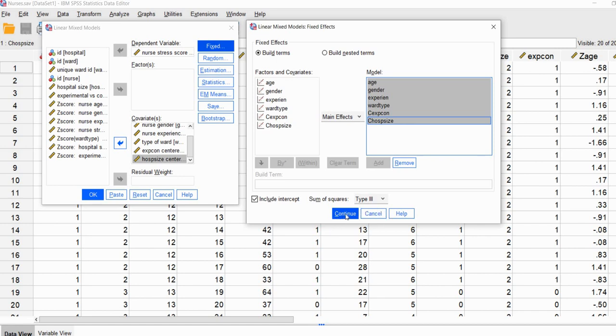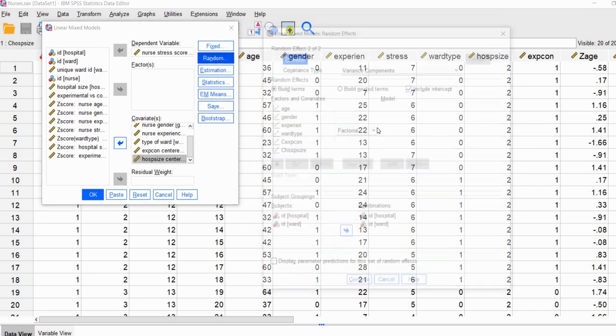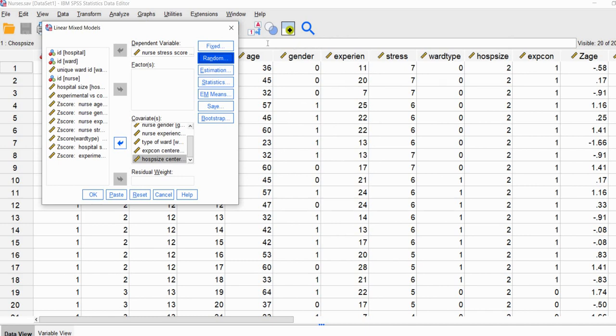So at any rate, we're going to click on Continue right here, and then under Random, you'll notice that we're essentially just going to leave everything as is. We're not going to do anything else with that. We're just going to leave the fixed effects in there, and everything else in terms of our selections, we're also going to leave the same.